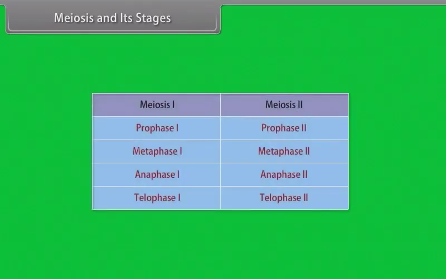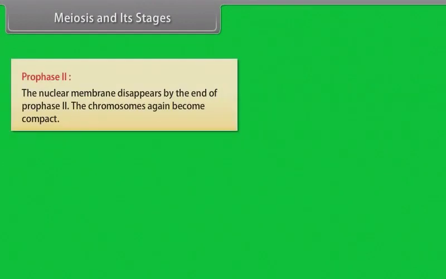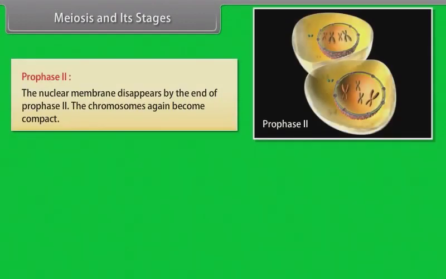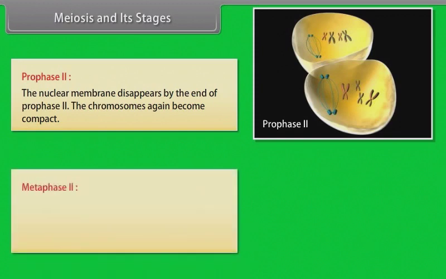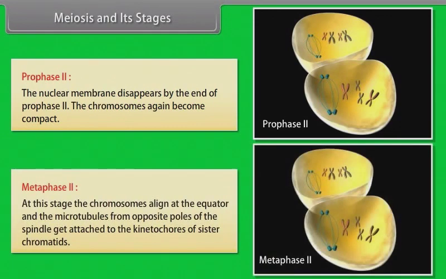Meiosis II is initiated immediately after cytokinesis, usually before the chromosomes have fully elongated. In contrast to meiosis I, meiosis II resembles a normal mitosis. The nuclear membrane disappears by the end of prophase II. The chromosomes again become compact. After prophase II, metaphase II takes place. At this stage, the chromosomes align at the equator, and the microtubules from opposite poles of the spindle get attached to the kinetochores of sister chromatids.